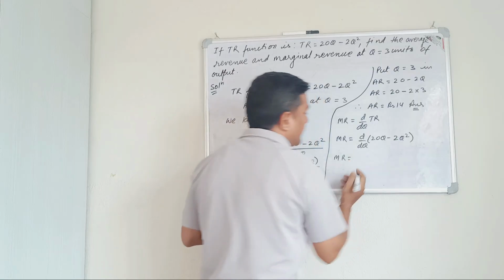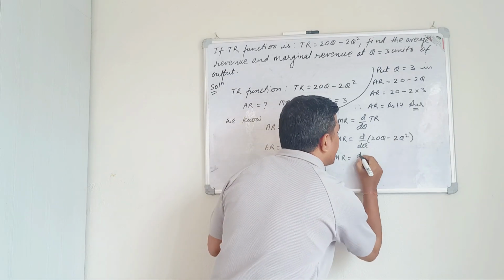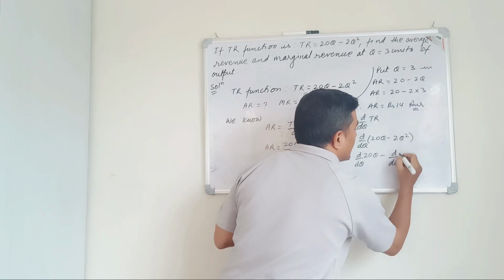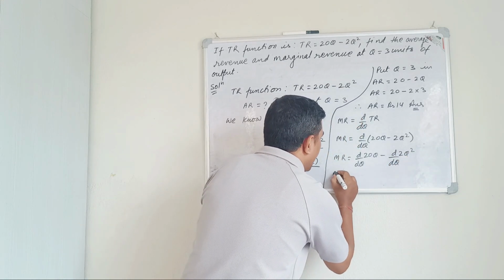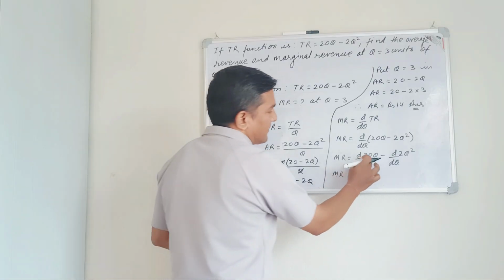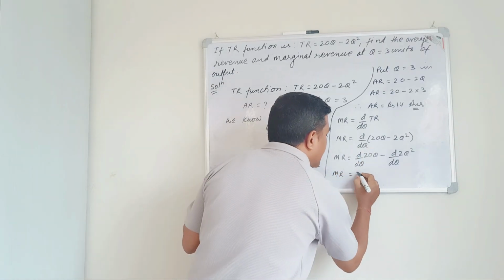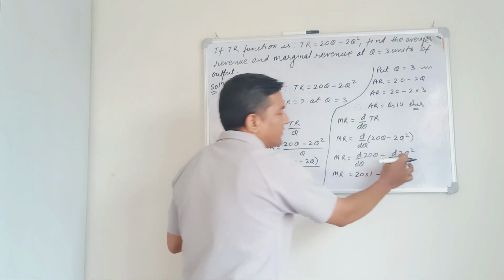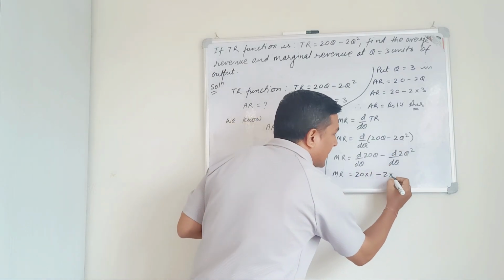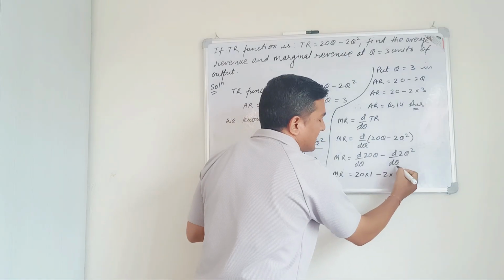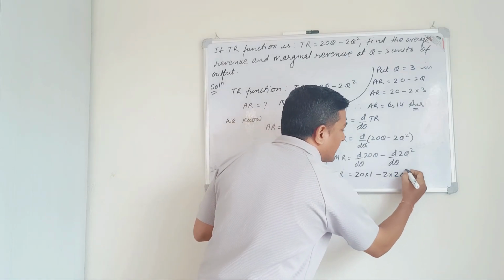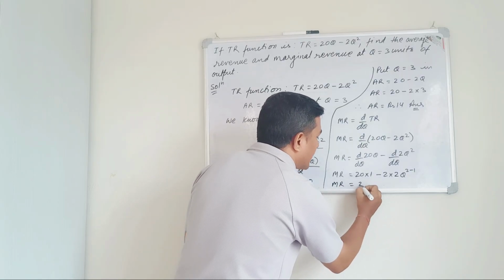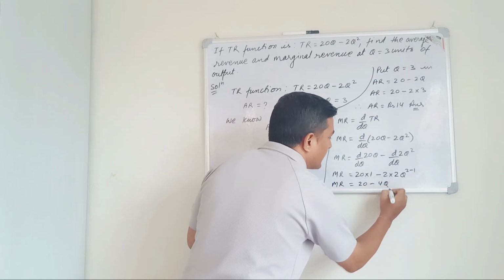MR is equals to, now separate these two terms, d by dq of 20Q minus d by dq of 2Q square, or MR is equals to, now this 20 is constant, it comes outside, 20 multiply d by dq of Q is 1 minus this 2 is constant, it comes out, multiply derivative of Q square with respect to Q is 2Q power 2 minus 1. Therefore MR is equals to 20 minus 4Q.